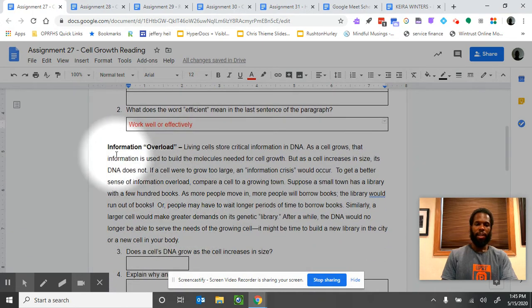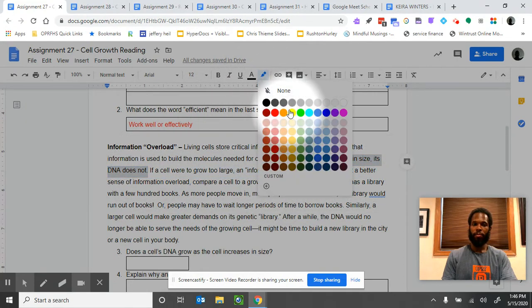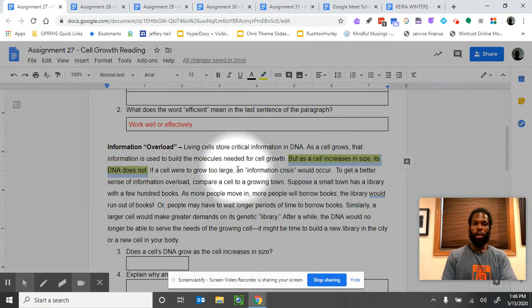Next section, information overload. So your DNA is the boss of your cell, right? And basically your DNA tells your cell what to do. And we're going to find out what's the problem if the cell gets too big. Living cells store critical information in DNA. As a cell grows, that information is used to build molecules needed for cell growth. But as cells increase in size, its DNA does not. So as the cell gets bigger, the DNA does not. If a cell were to grow too large, an information crisis would occur.